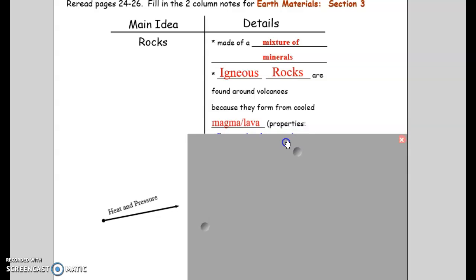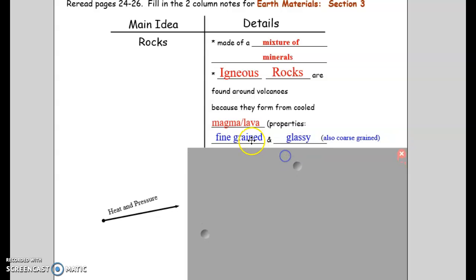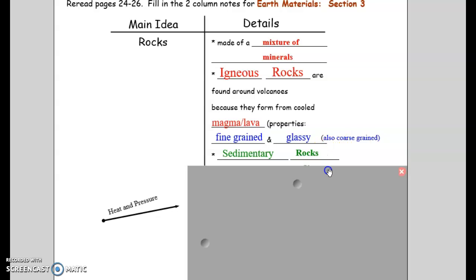And the properties for these igneous rocks that cool very quickly are they're fine-grained and glassy, like that shiny black obsidian that I showed you in class. But I do want you to know that other types of igneous rocks that cool more slowly are more coarse-grained. They have bigger chunks to them, and we'll look at that more in class.